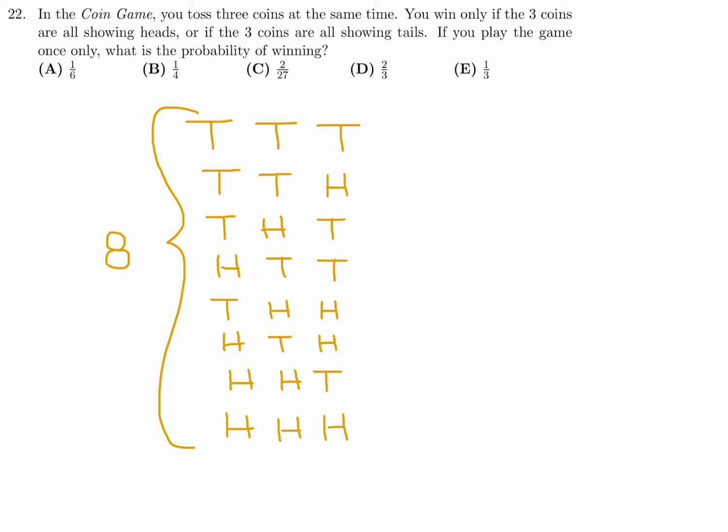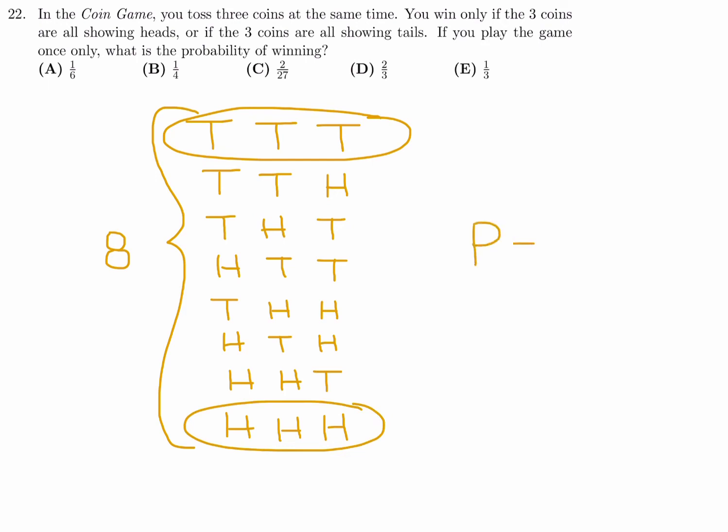Now, this game you win if you get all heads or all tails. So that means you win if you have this scenario or this scenario. So of the 8, the probability of winning, there's 1 and 2. So 2 of the 8 scenarios you win. And therefore that's the probability. And you lower this to lowest terms, of course, and that's 1 over 4. So number 22, the answer is B.